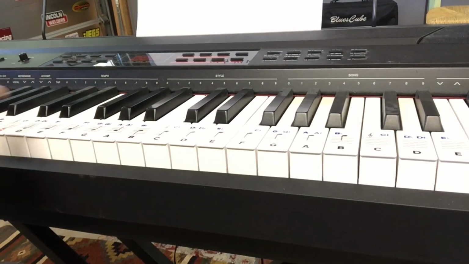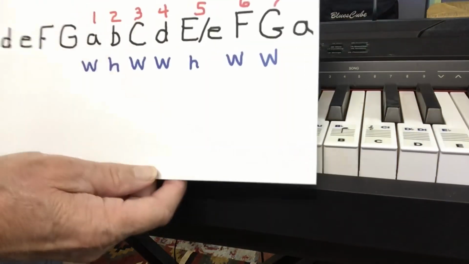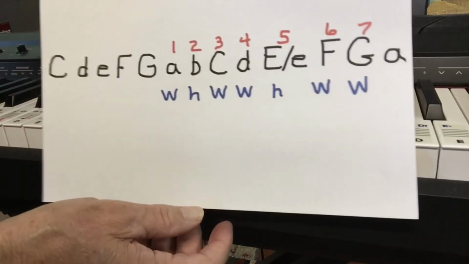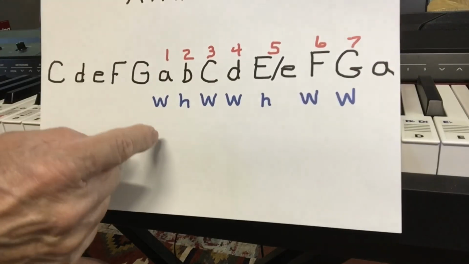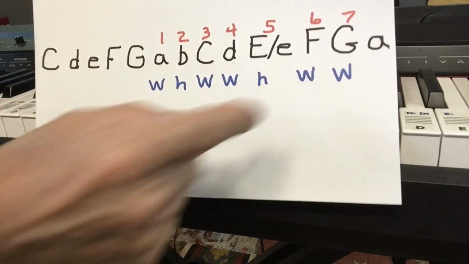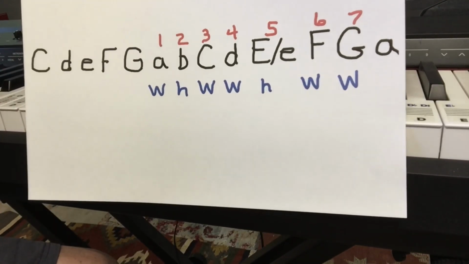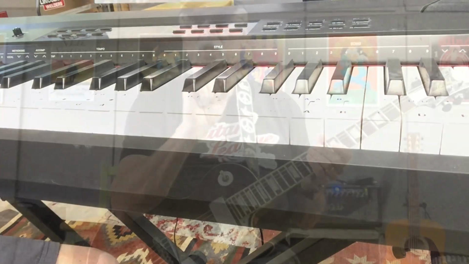So it changes the intervals, as you can see on the sheet here, when you move the scale and start with A as your 1 chord, the minor chord. So we're going to have a different set of intervals, and you'll see why that's important in just a minute, in a minor key as opposed to a major key.